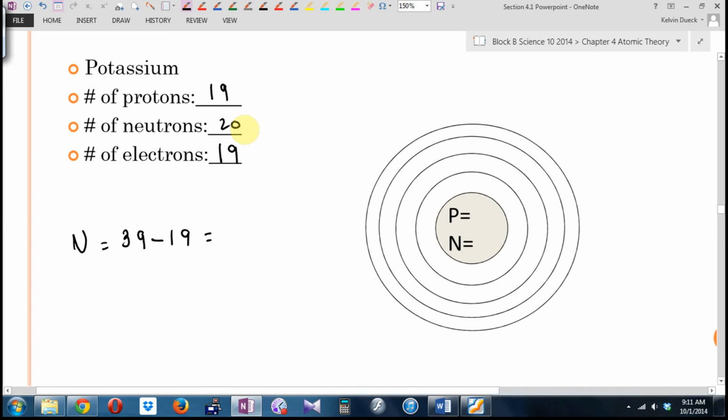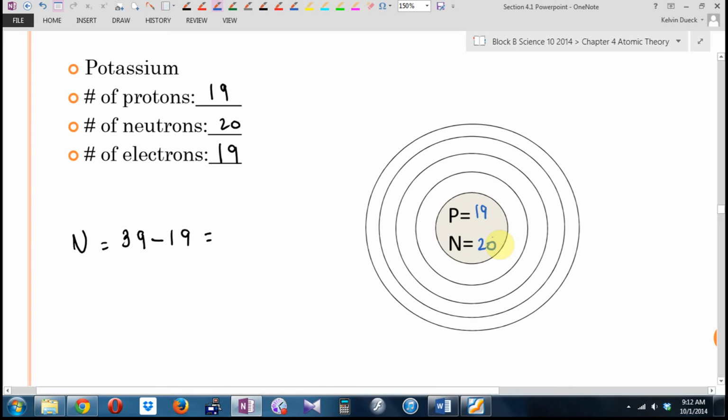All right. Now let's draw it. So we would say, okay, 19 protons, 20 neutrons. How many electrons? 19. Okay. So what row is it in? Potassium, looking on the periodic table, how many rows down? Row 4, nice. So we're going to be filling in the first 3 rows.